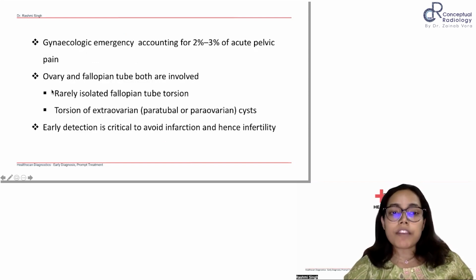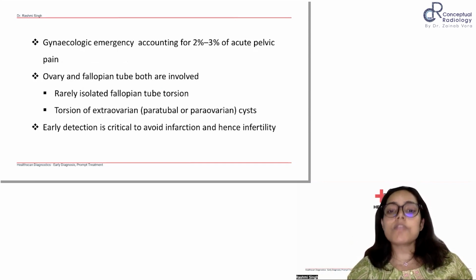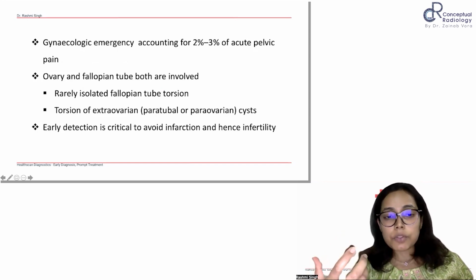Very often all the structures are involved, but rarely we may encounter isolated torsion of the fallopian tube in our practice, as well as torsion of an extra-ovarian cyst, which we call a paratubal or para-ovarian cyst.